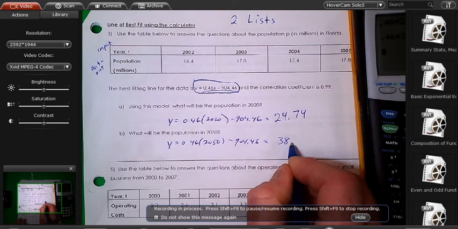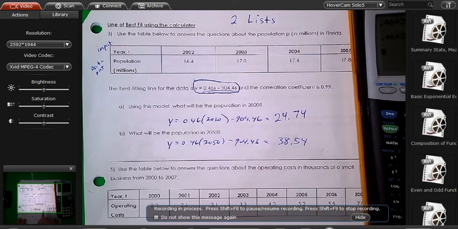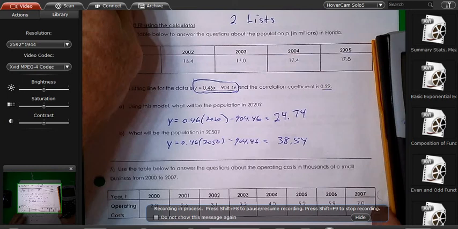38.54 in 2050. So I don't even need my chart. As long as I have the line of best fit formula, I can make any prediction. That's why this is so useful. All right, now let's do the next one. Do the same thing we did before.